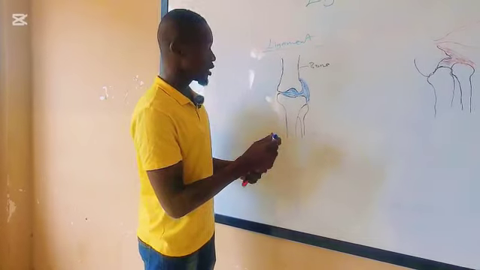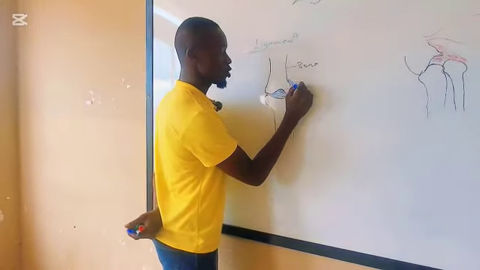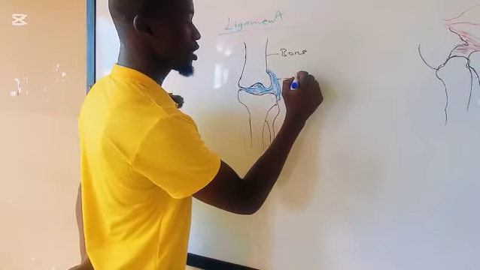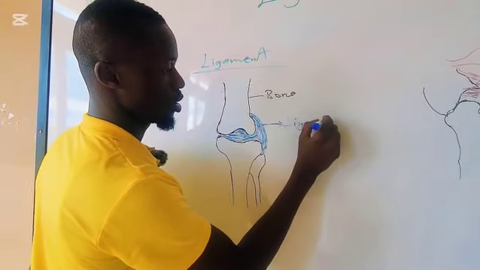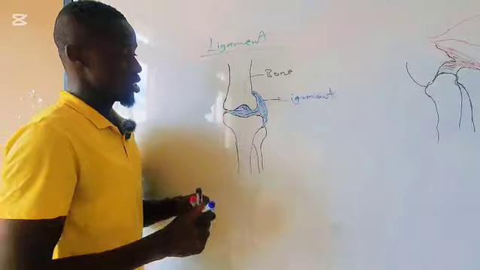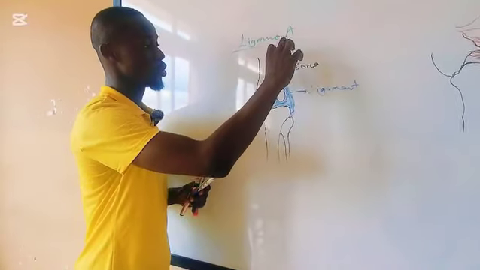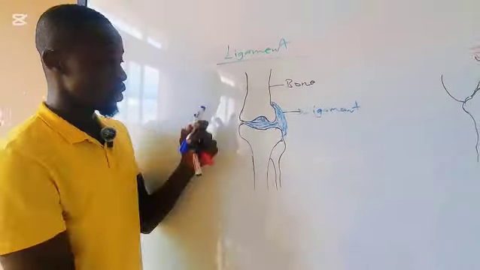So basically, this beautiful structure we are talking about is stabilization. This beautiful structure right here is definitely the ligament. All right. So the ligament is what stabilizes the bone and the joint, bringing them together and making us have better movement.